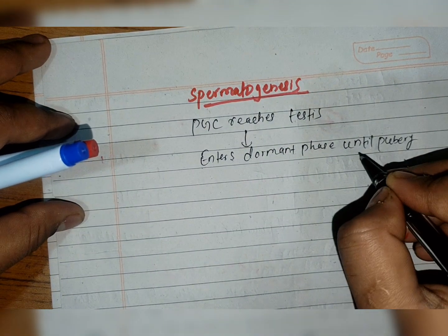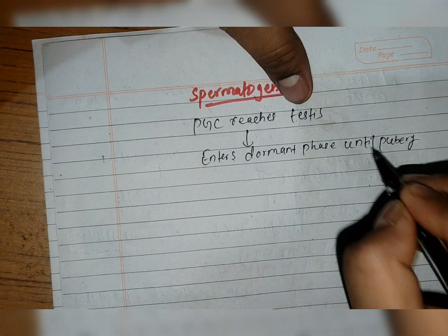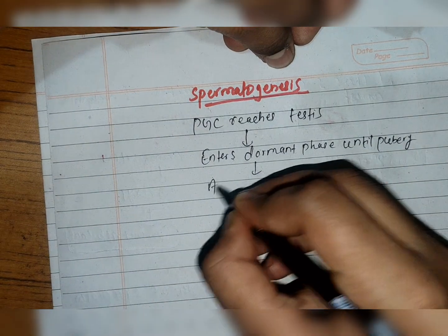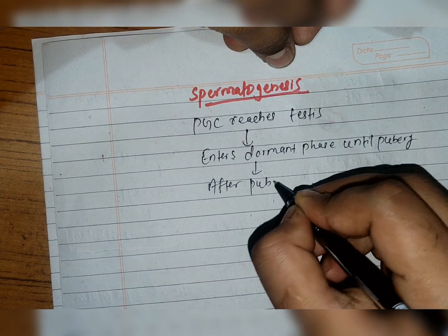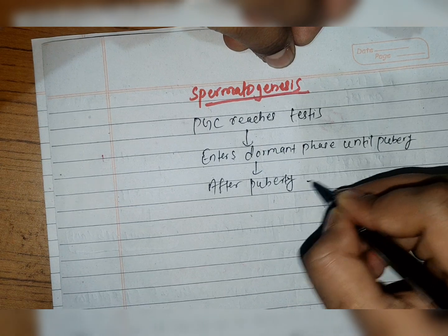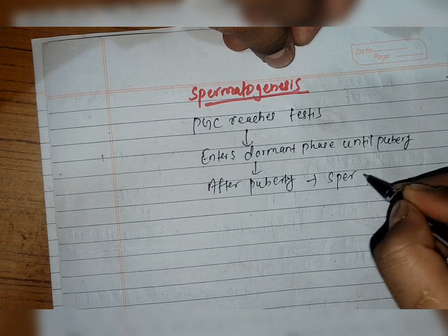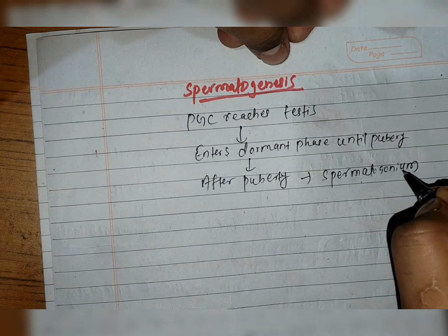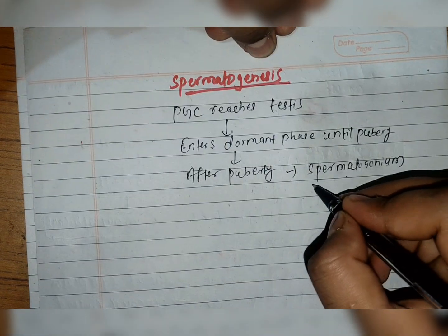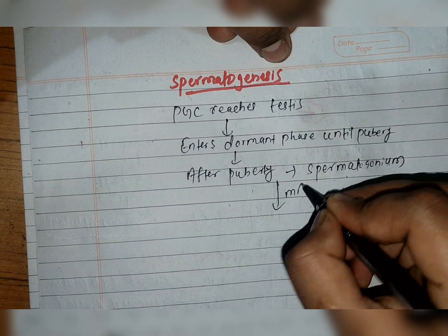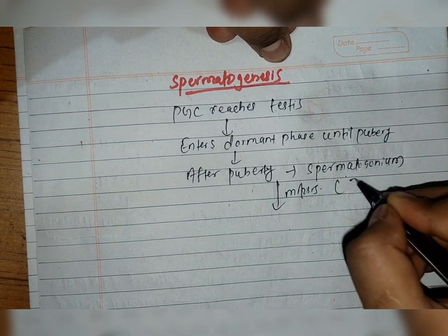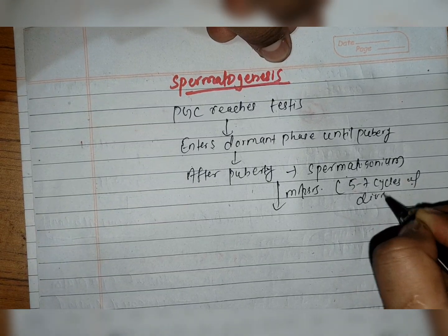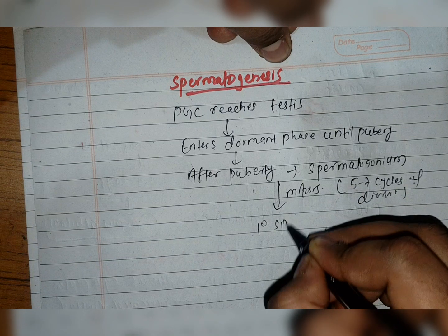After puberty, the primordial germ cells form the spermatogonium, and this spermatogonium undergoes mitosis for 5 to 7 cycles of division and forms the primary spermatocyte.